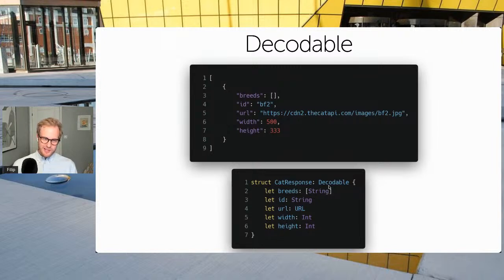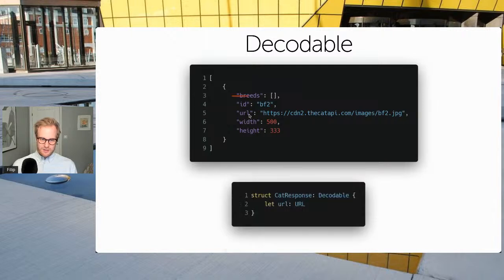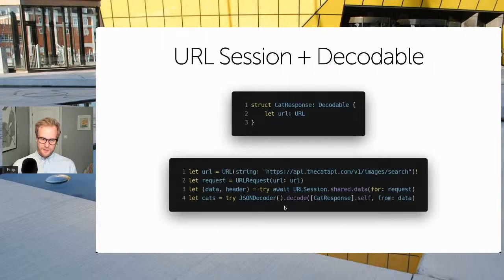But as I said, we don't really care about anything besides this URL, right? So let's not parse out all that data. Let's just get the URL straight away. And this is the way you do that. So you say, you get a CatResponse, it's Decodable, and it will contain a URL. Okay. This is the way you parse it.